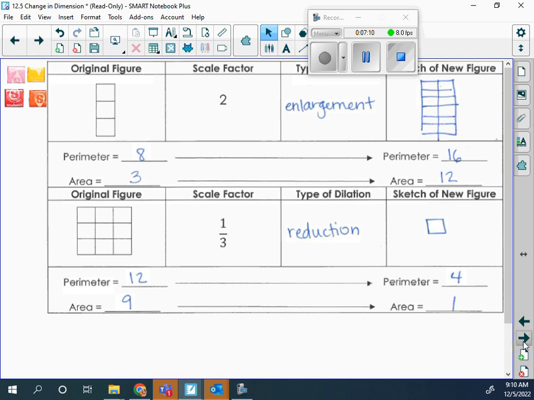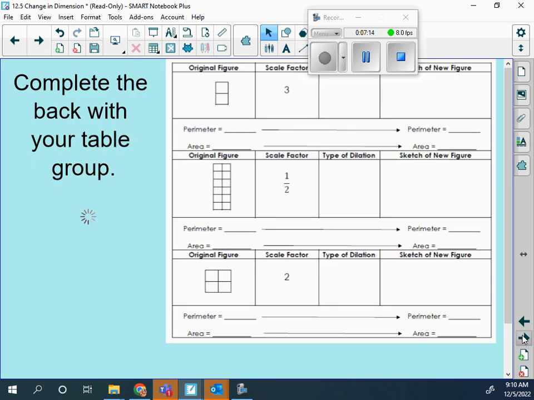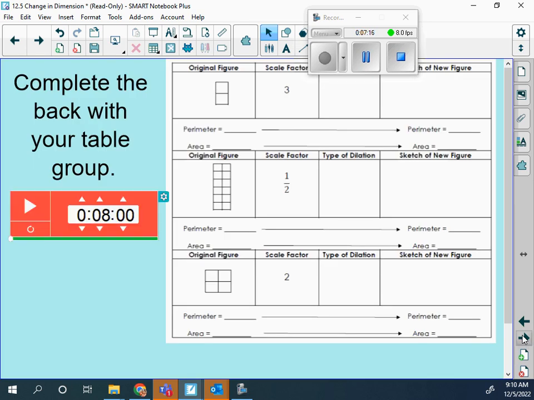Is everybody good? Okay, go ahead and turn it over on the back. Just do the first 3. First 3 only, okay? I'm going to give y'all 7 minutes.